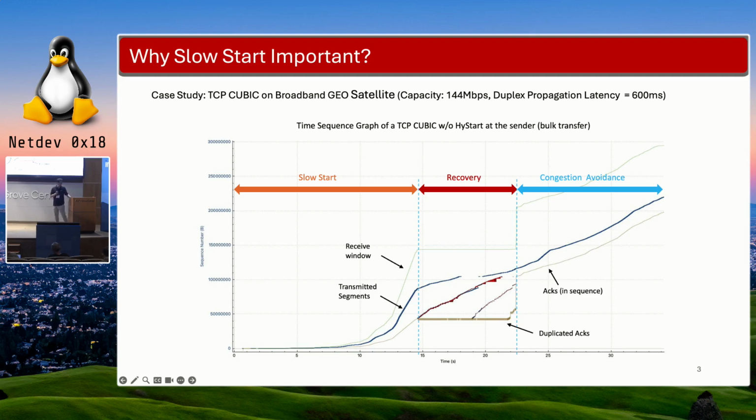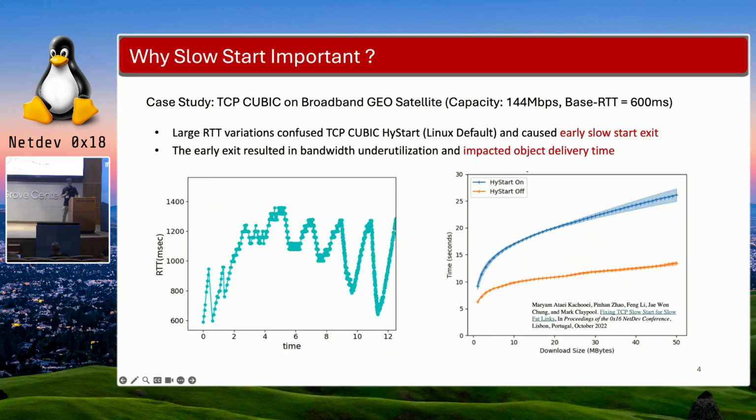So people may ask, why not use HyStart? There's another problem with HyStart. HyStart is broken, at least over our satellite network. For example, that's an RTT graph. After we disable HyStart, we are using CUBIC over the same link. We can see the problem. At the beginning, we're starting from the baseline RTT. It's only around 600 milliseconds.